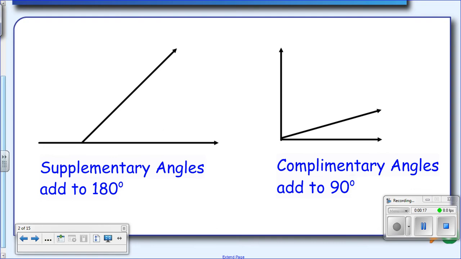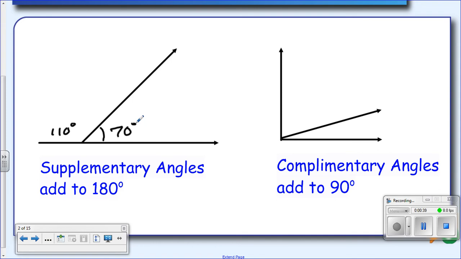Supplementary angles actually add up to 180 degrees. If you notice, they make what's called a linear pair. So for example, if this angle right here were 70 degrees, then this angle over here would be 110 degrees. Together, they add up to 180.